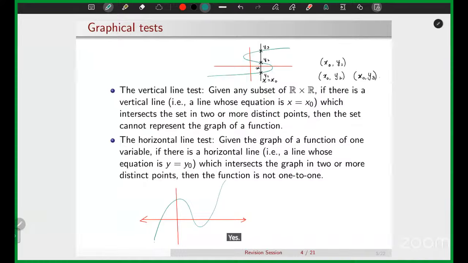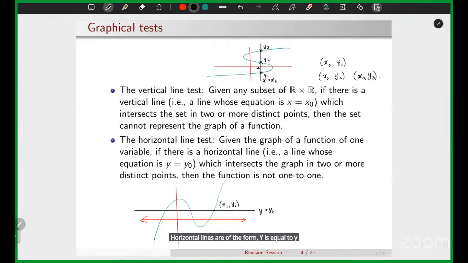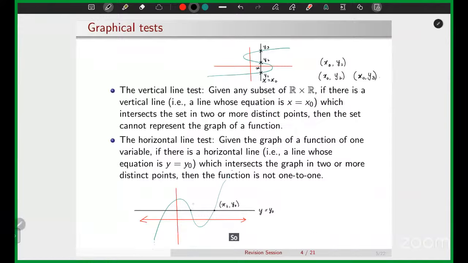Yeah, because if you see, wherever you draw a vertical line, you will see that it intersects it only at one point. But then if you draw horizontal lines, let's say this one, then you have this point. Let's say this is x1, comma, y0. So suppose this line is y is equal to y0. Horizontal lines are of the form y is equal to y0. Every point on a horizontal line has the same y coordinate. So if this is x2, comma, y0, and this is x3, comma, y0.